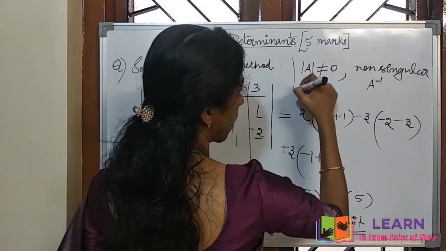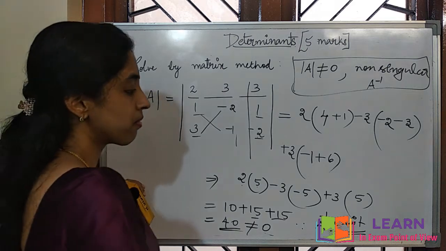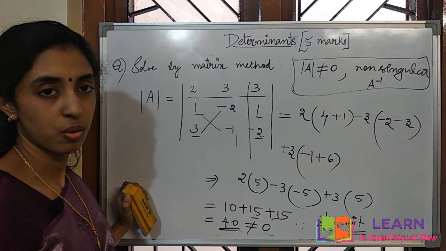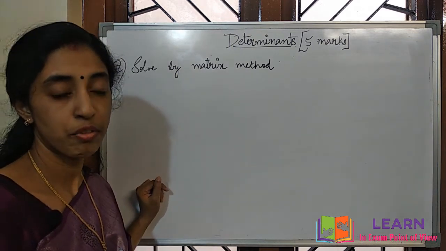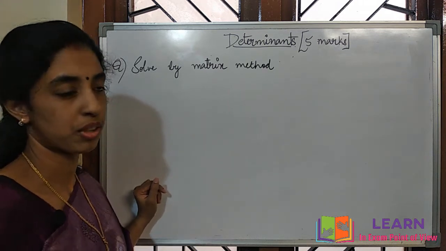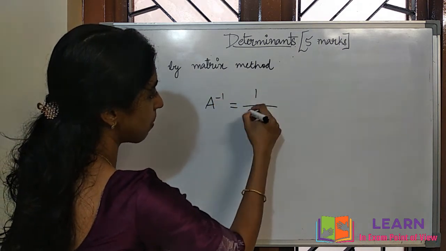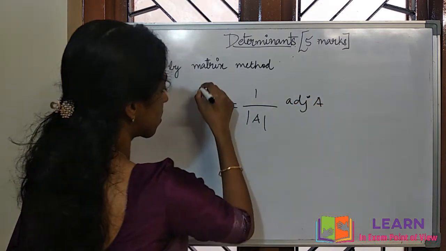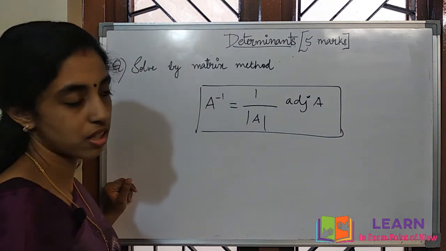You can write it as a 1 mark point while solving this question. So move on to the next step, how to find A inverse. Students, the formula for finding A inverse you just need to keep in mind, there is no proof for that. The formula is A inverse equals 1 by determinant A into adjoint of A.